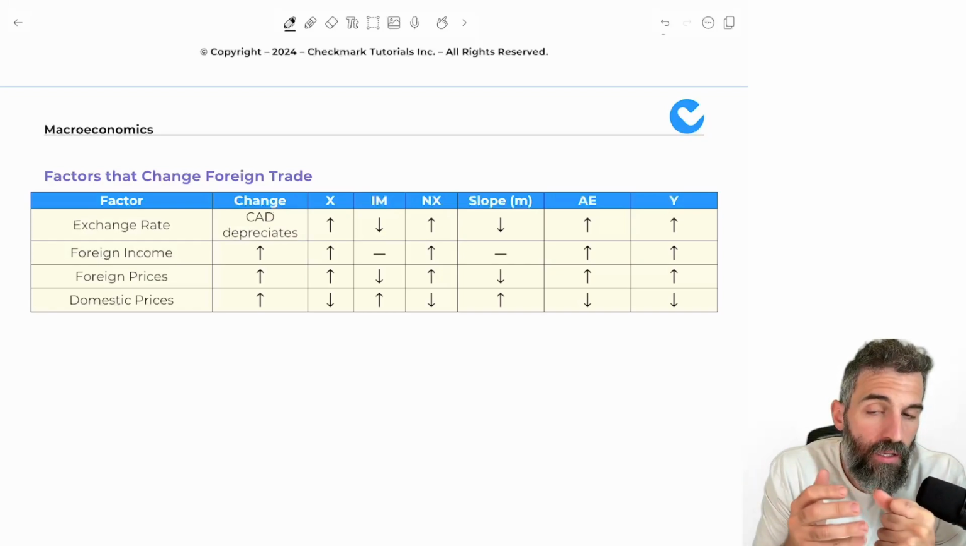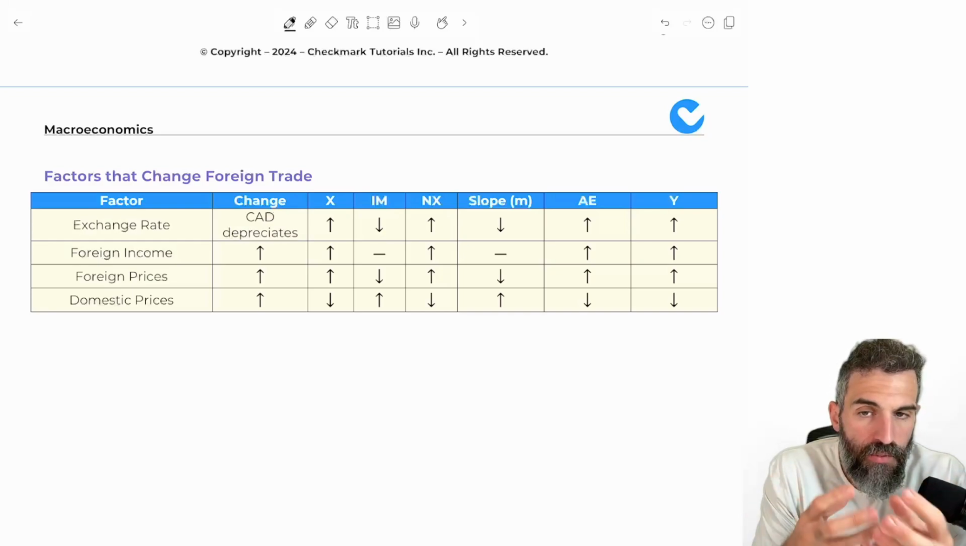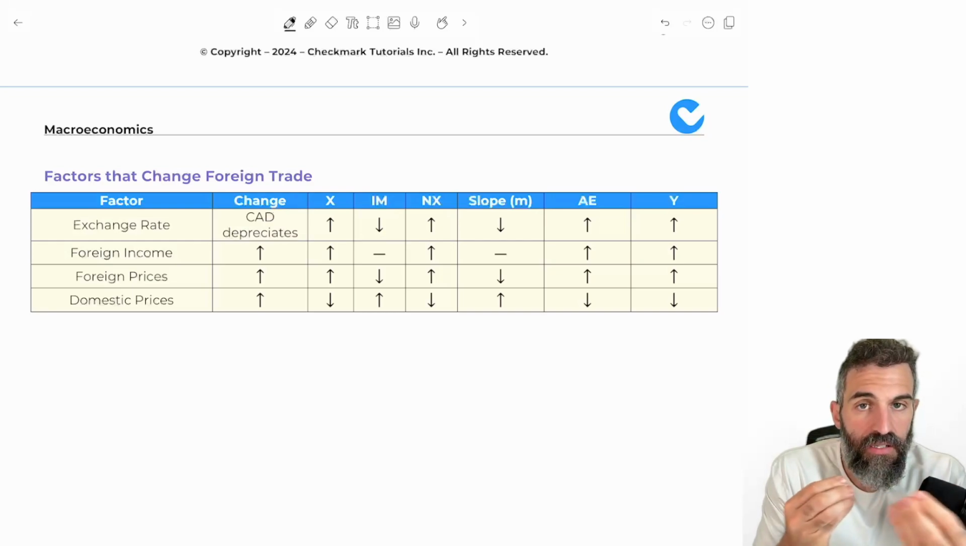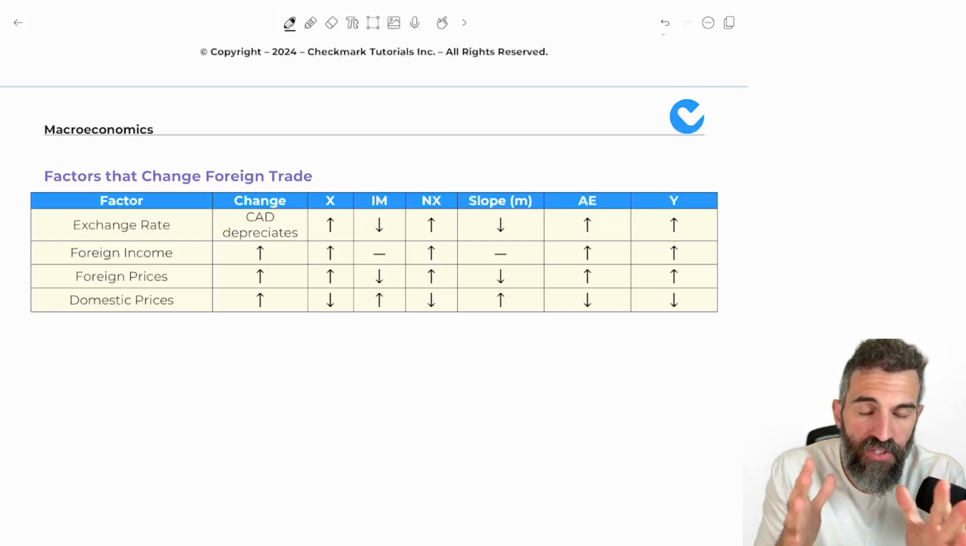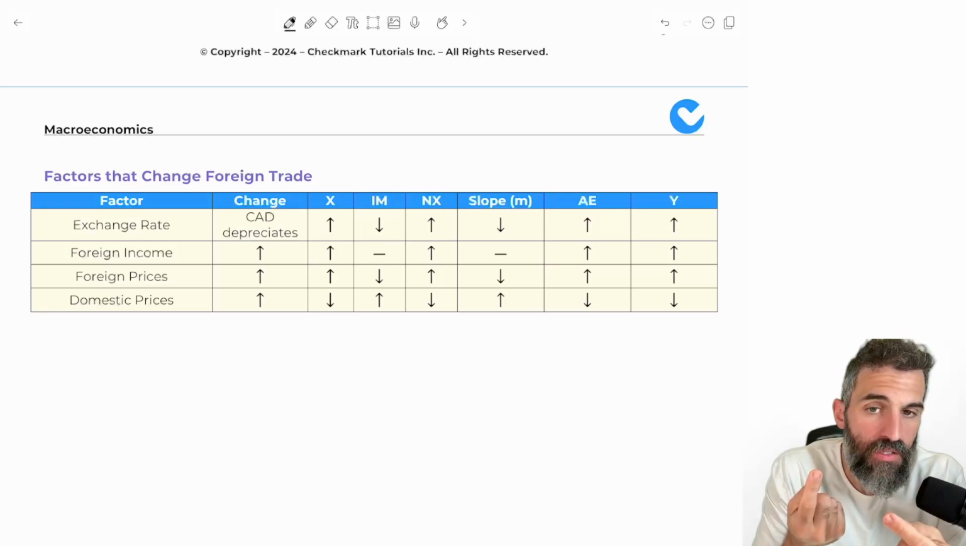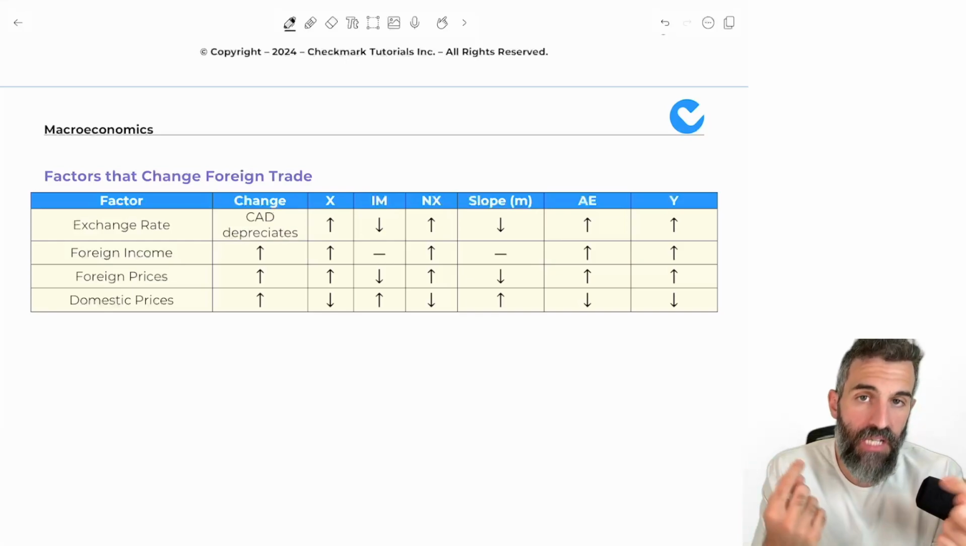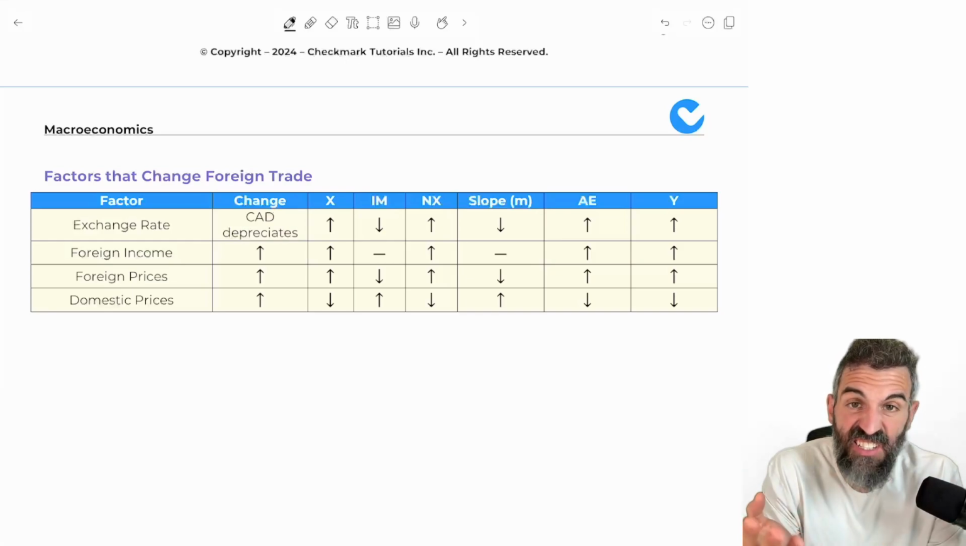Exchange rates. So we talked about this in the first chapter. Exchange rates are basically just the price of one currency expressed in another currency. And we're going to focus on the Canadian dollar because we're in a Canadian class. So if the Canadian dollar depreciates, meaning it loses value versus other currencies, this will increase our exports and decrease our imports. Why? If our currency becomes cheaper, more foreign buyers are going to come to Canada to buy from us because they're getting a discount. Think about it.